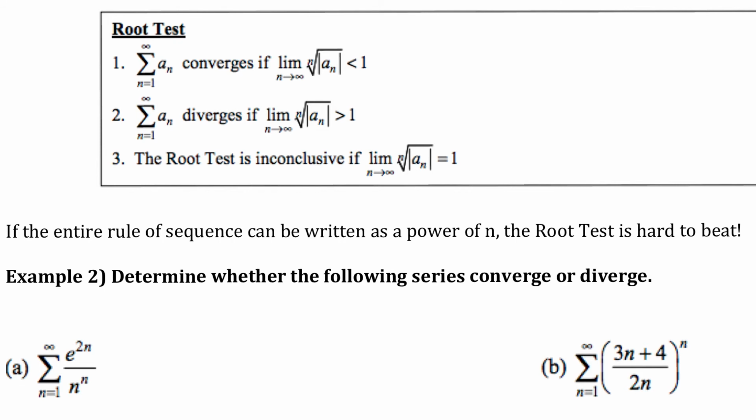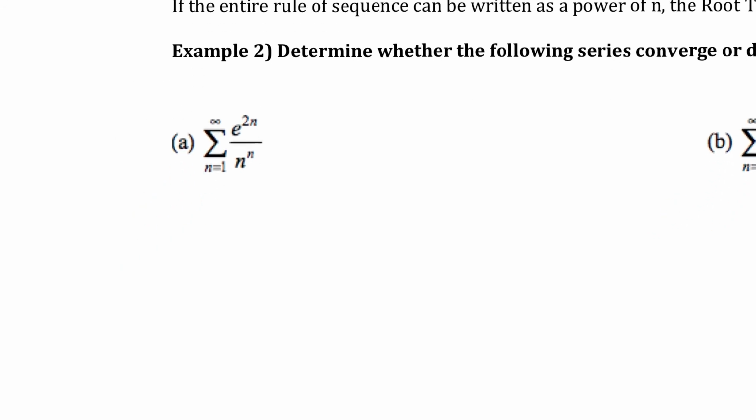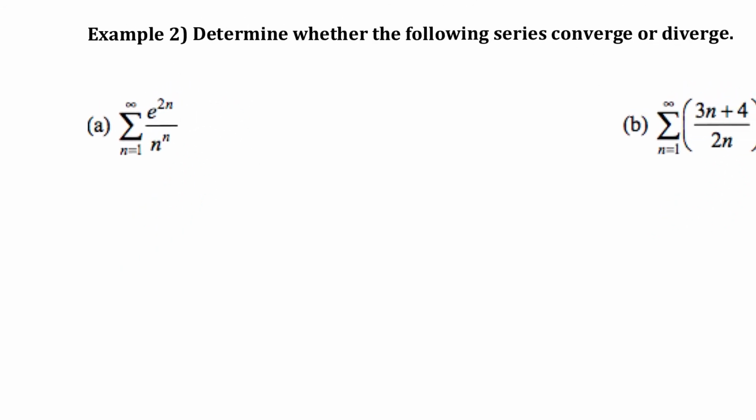So since you're taking the nth root, this is especially going to be a useful test if you have an entire rule a sub n raised to the nth power, because that nth root is going to cancel it out. And it's usually really easy to spot when the root test is going to be your game plan.